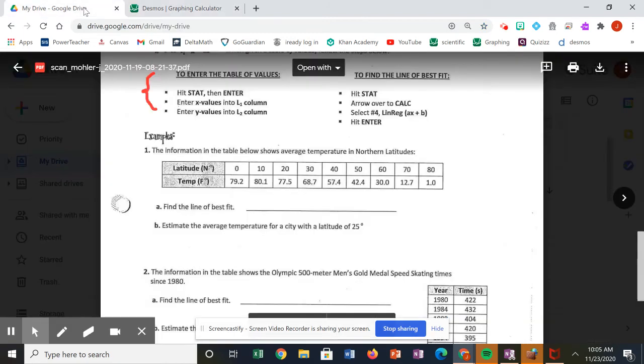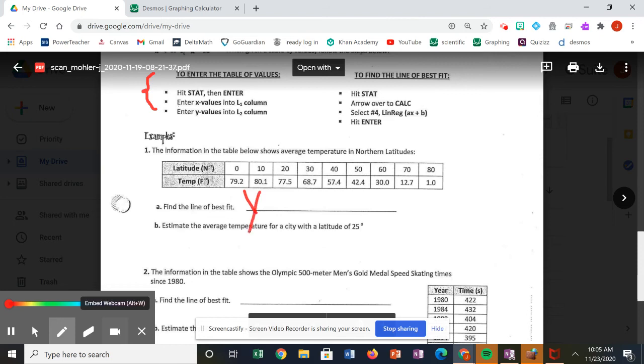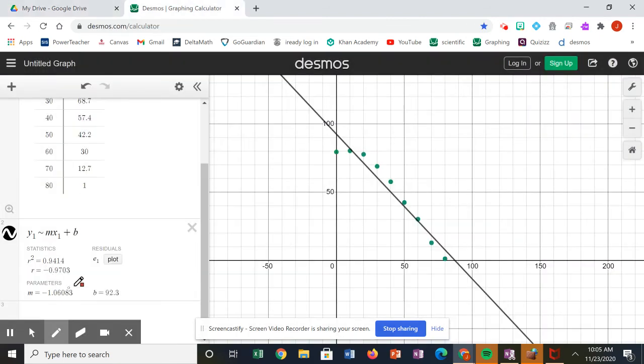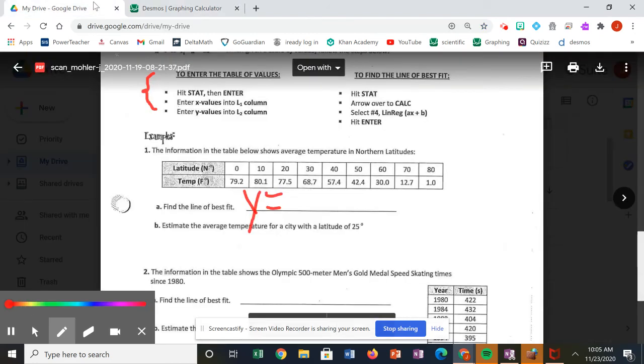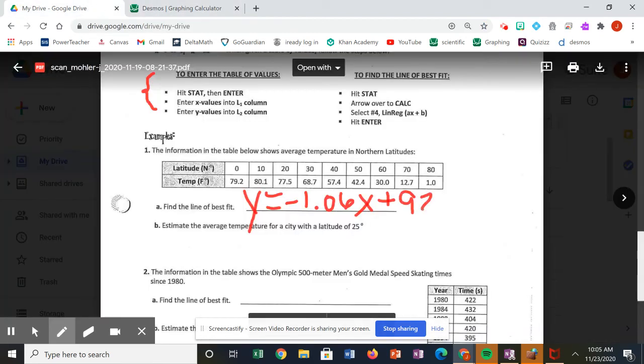So I'm going to go back now to our problem that we had, and I'm going to write my line of best fit. So remember, that's going to be in slope-intercept form, y equals mx plus b, and Desmos told us that our m value was negative 1.06, so that's what I'm plugging in. So negative 1.06x plus the b value, which was 92.3, so plus 92.3. So that is the equation of the line of best fit.